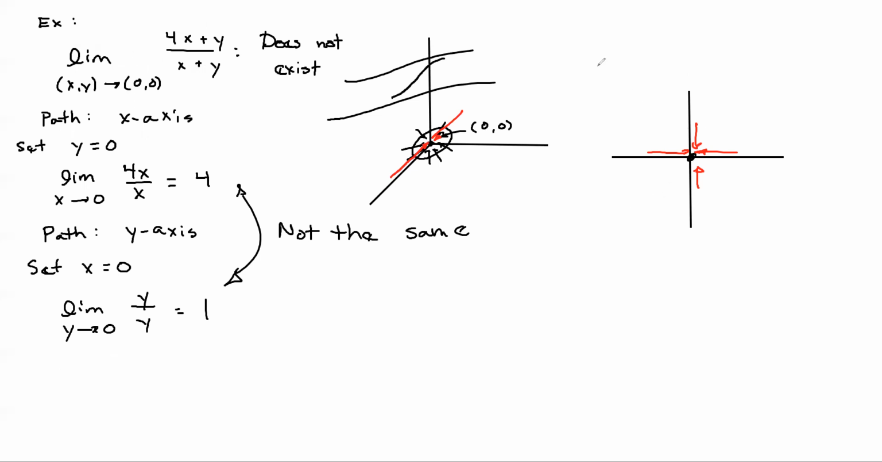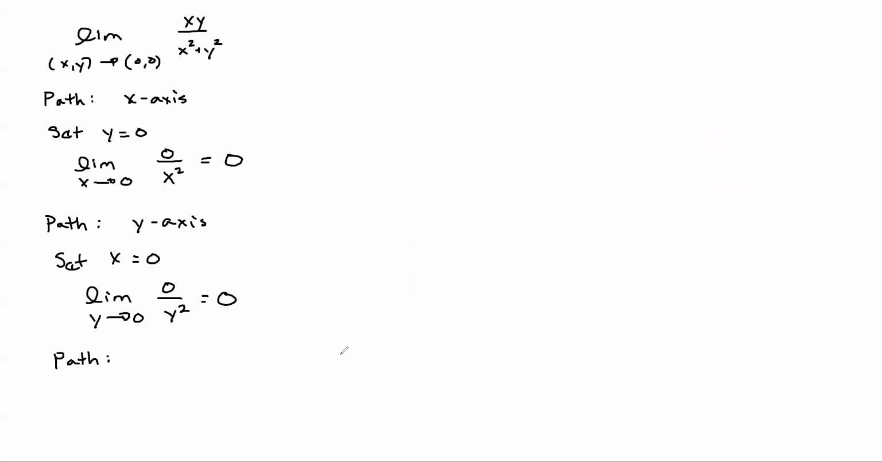Well, hopefully you're sitting there thinking, hey, what about the line y equals x? That goes through 0, 0. I could approach 0, 0 along that line and see what values the function gives me, and see if I get a different value then. So our next path, we're going to set y equal to x.